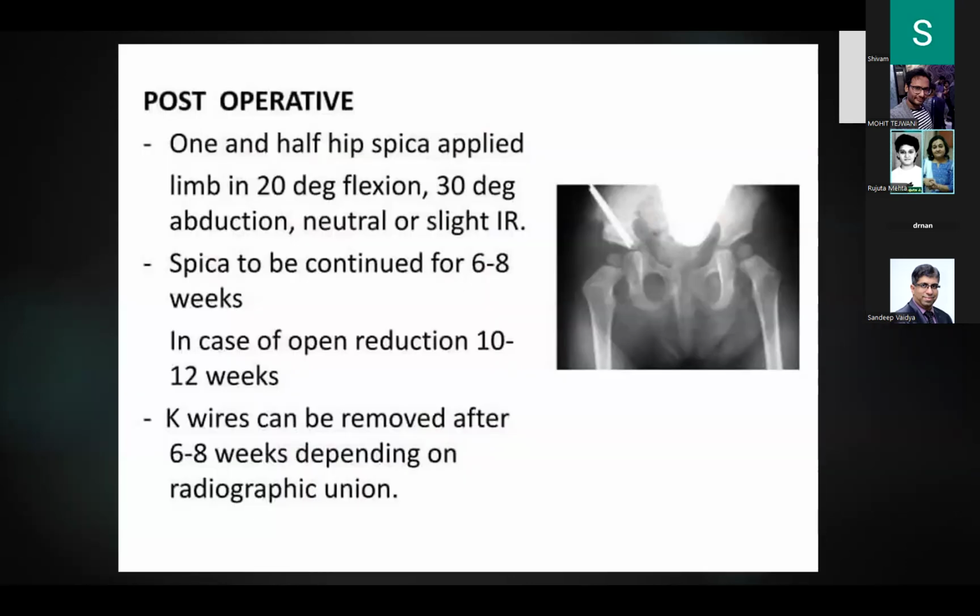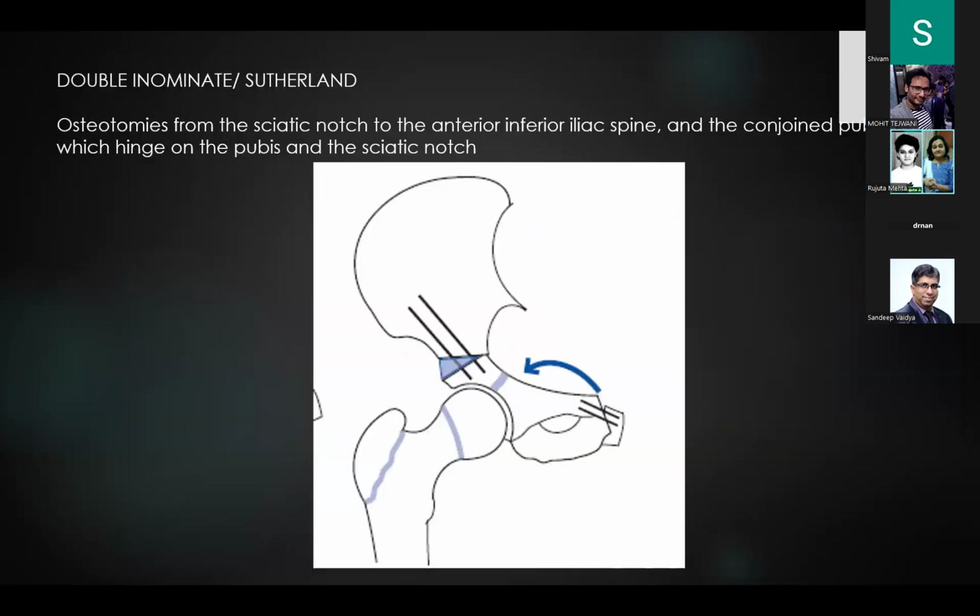Post-operatively, a 1.5 spica is applied with the limb in 20 degrees of flexion and 30 degrees of abduction. With neutral or slight internal rotation, it has to be continued for about 6 to 8 weeks. In case of open reduction, this can be extended up to 12 weeks. K-wires can be removed after about 6 to 8 weeks depending on radiographic union.